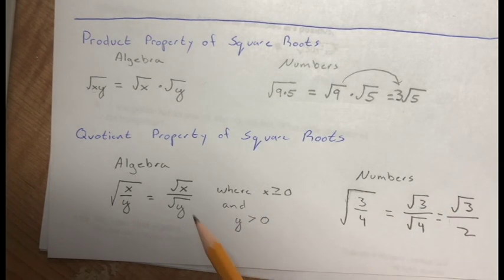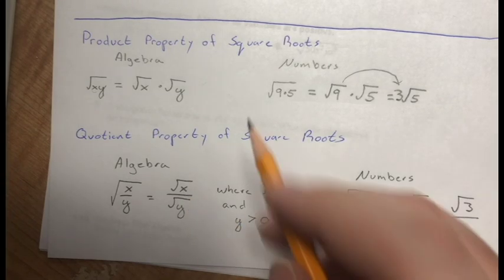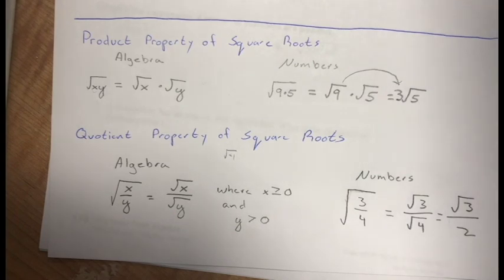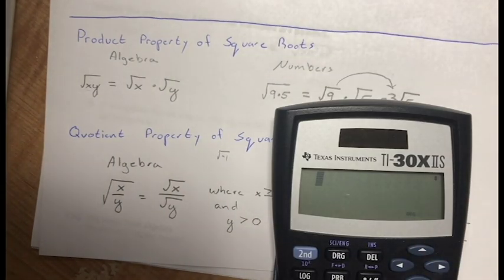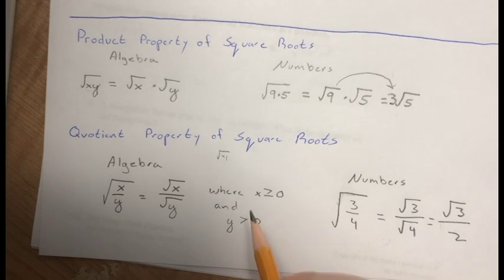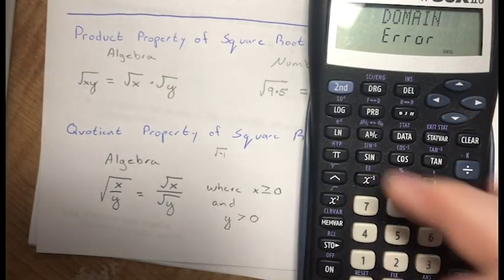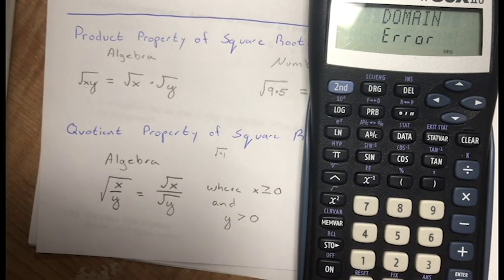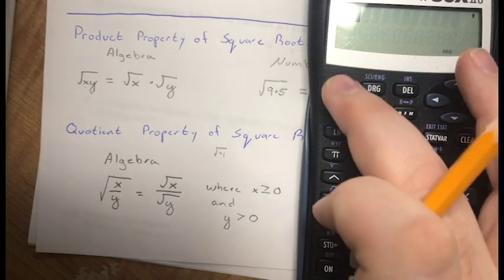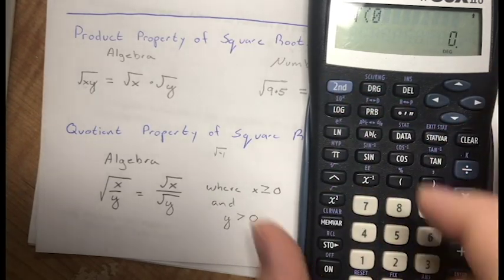Here is the reason. If x happened to be a negative number, and I try to plug the square root of negative 1 into my calculator, it says I have an error. In other words, I cannot take the square root of a negative number. That is why x must be greater than or equal to 0. But since it says greater than or equal to, can I use 0? Well, if I take the square root of 0, what happens? Clear that out, square root of 0, I actually get 0.